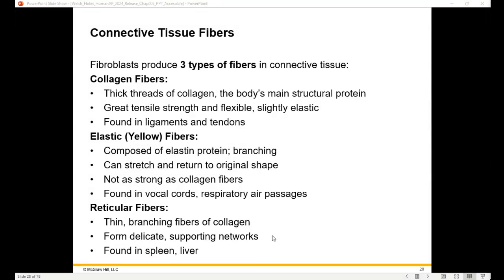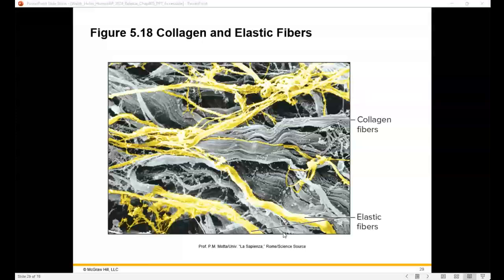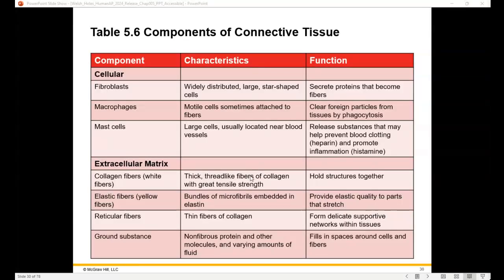Reticular fibers tend to be thinner, but they're branching fibers of collagen. They form delicate supporting networks, and these tend to be found in the spleen and the liver. And because they're thin, they tend to be easily damaged. In this picture, you see collagen fibers and elastic fibers shown with an electron microscope. Table 5.6 shows you the components of the connective tissue.